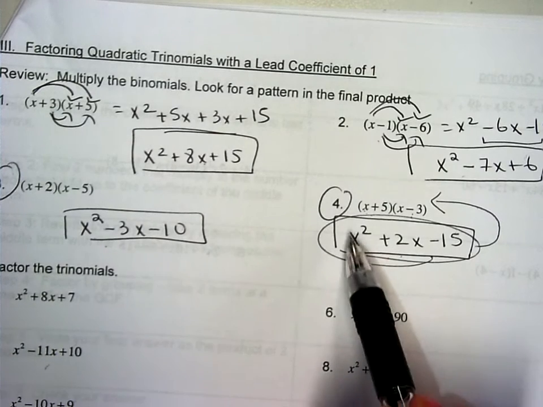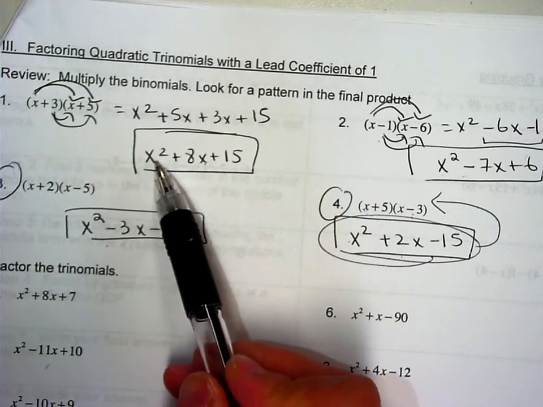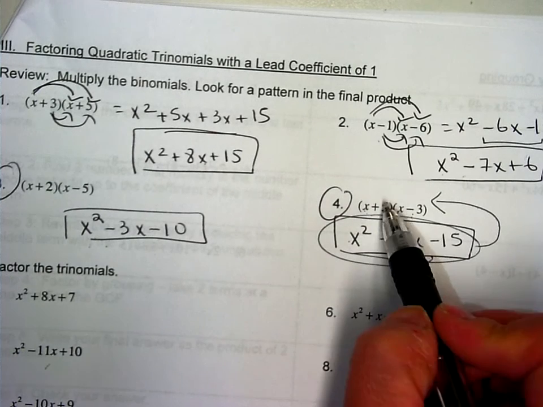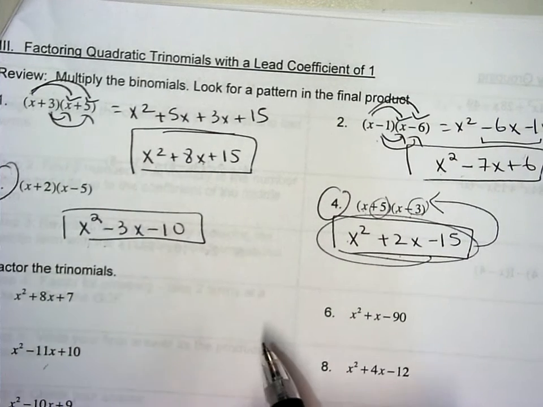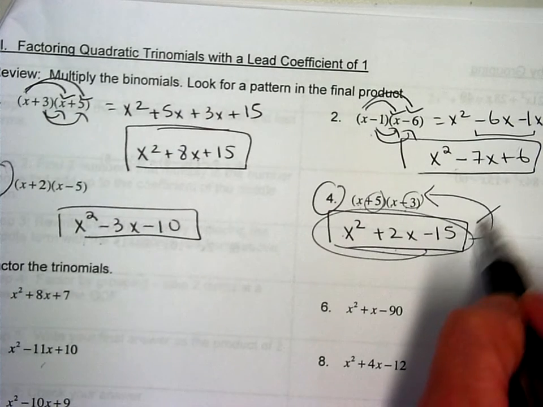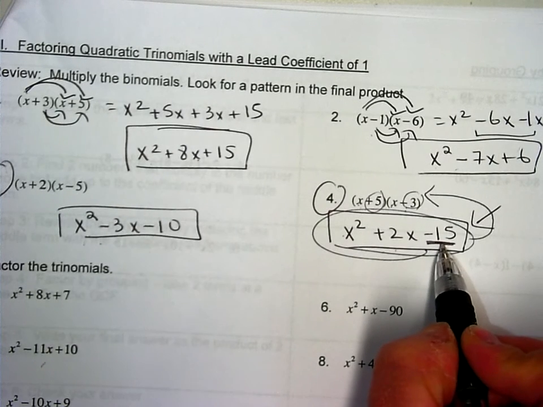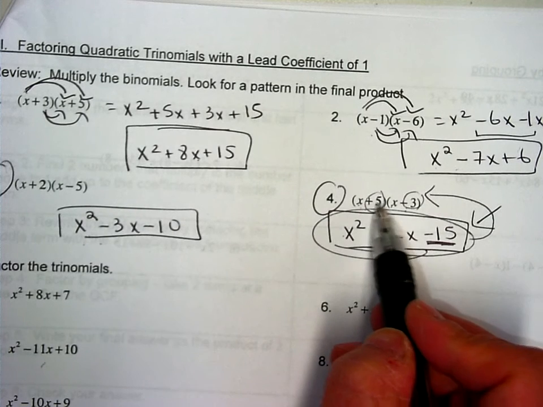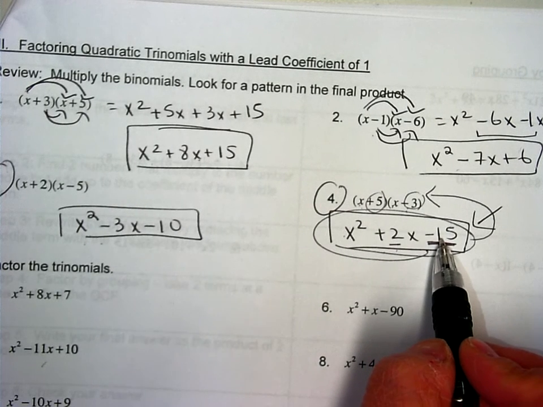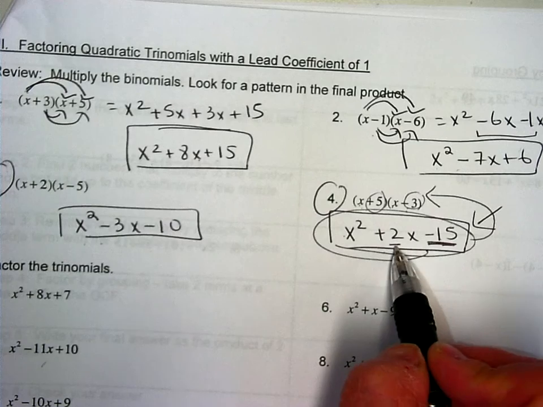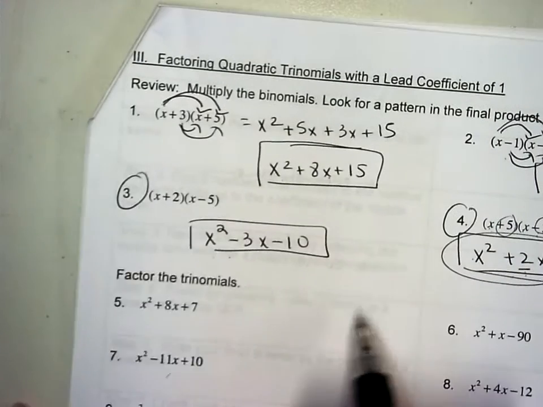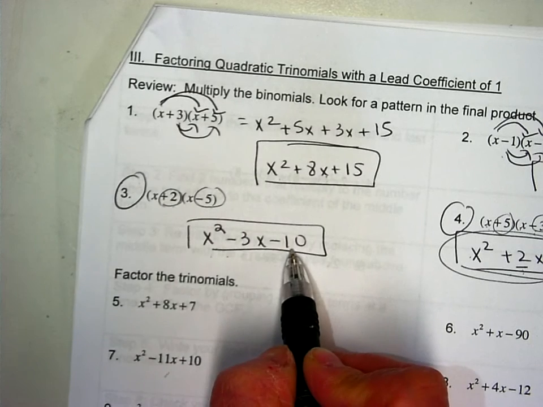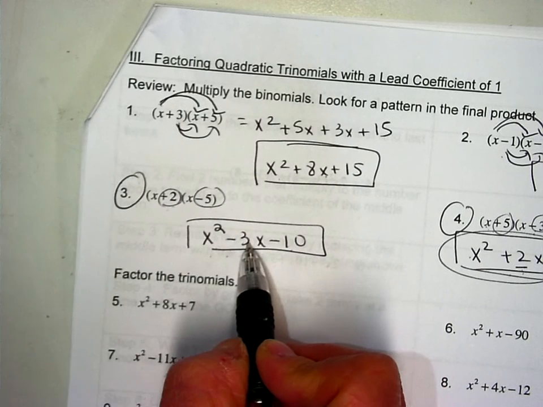The other thing you should notice is since your first term on all of your answers is x squared, these always have to be x and x. Then these numbers here, the way to come up with these numbers is notice they have to multiply to the last number, but then they have to add up to the middle number. So 5 times negative 3 is negative 15, but when you add them together, it's 2. Same thing with this one. 2 times negative 5 is negative 10, but 2 plus negative 5 is negative 3.